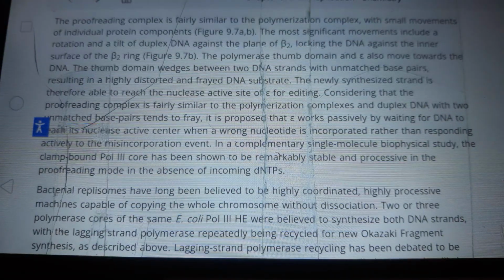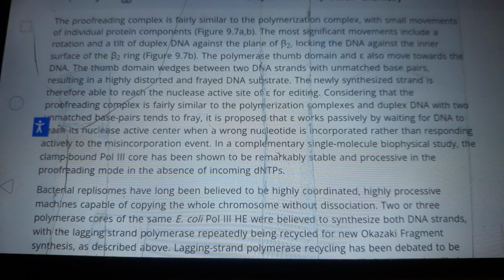The proofreading complex is fairly similar to the polymerization complex, with small movements of individual protein components. The most significant movements include a rotation and a tilt of duplex DNA against the plane of beta-2, locking the DNA against the inner surface of the beta-2 ring. The polymerase thumb domain and epsilon also move towards the DNA. The thumb domain wedges between the two DNA strands with unmatched base pairs, resulting in a highly distorted and frayed DNA substrate. The newly synthesized strand is therefore able to reach the nuclease active site of epsilon for editing.